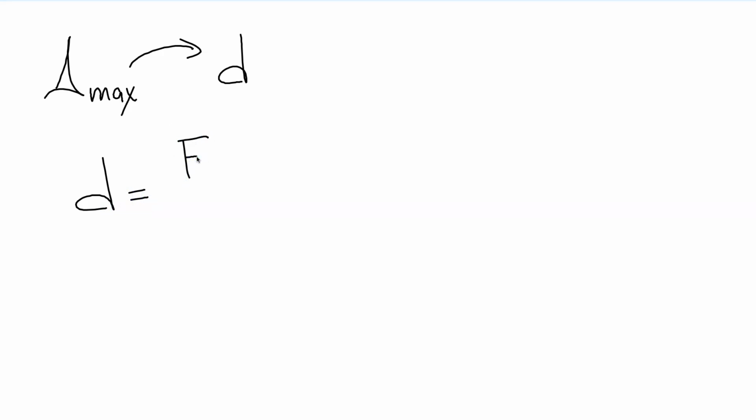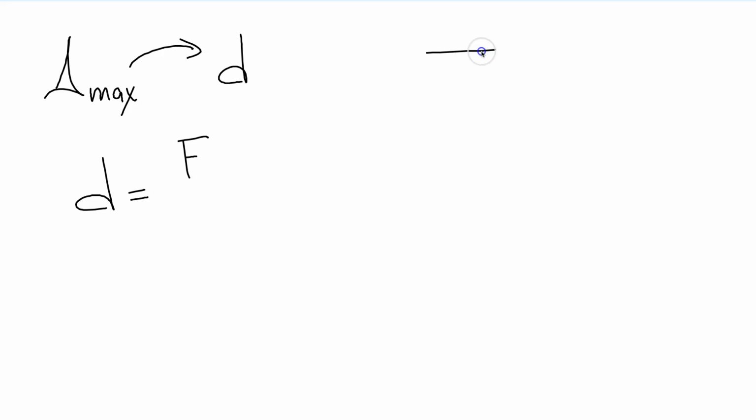The next one we need to think about is, I'm going to make a little change. So in the notes from PLTW, they talk about delta max, and I'm going to use a lowercase d for deflection distance or displacement. So it's actually a measurement. So d is equal to the force applied at the center of the beam.